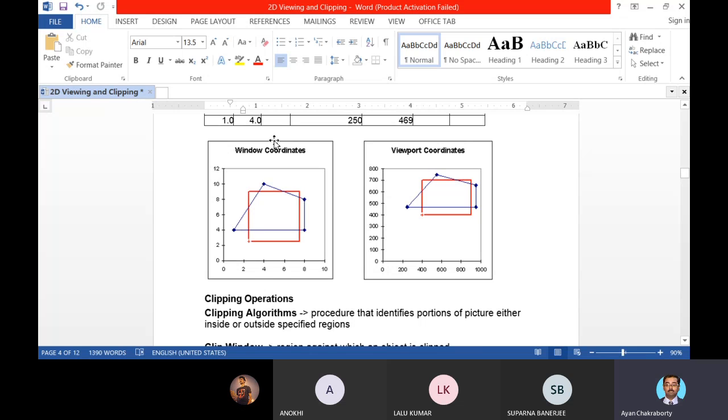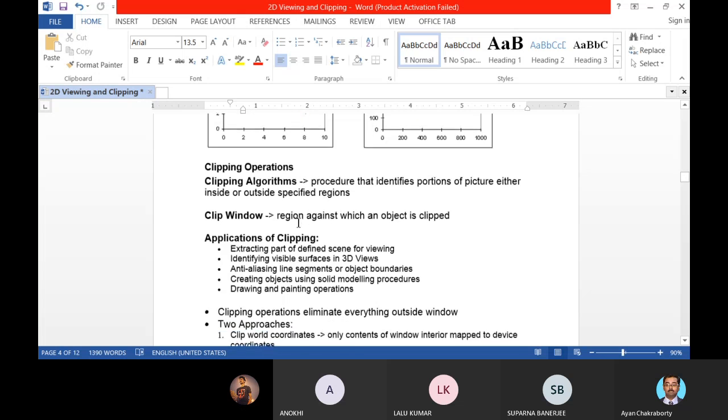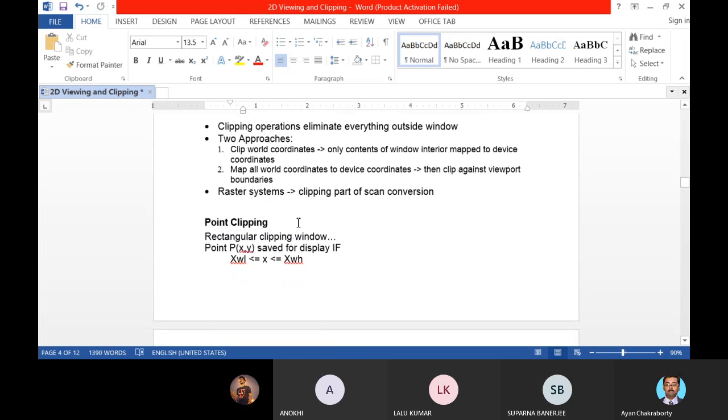As you can see here, the first image is according to the world coordinate or window coordinate, and the second image is for viewport coordinate, transformed from window coordinate to viewport coordinate. All the frames and all the objects shown here have been scaled, transformed according to the coordinate system of viewport or device from window or world. This transformation was discussed in our last class. You can recall that. Okay.